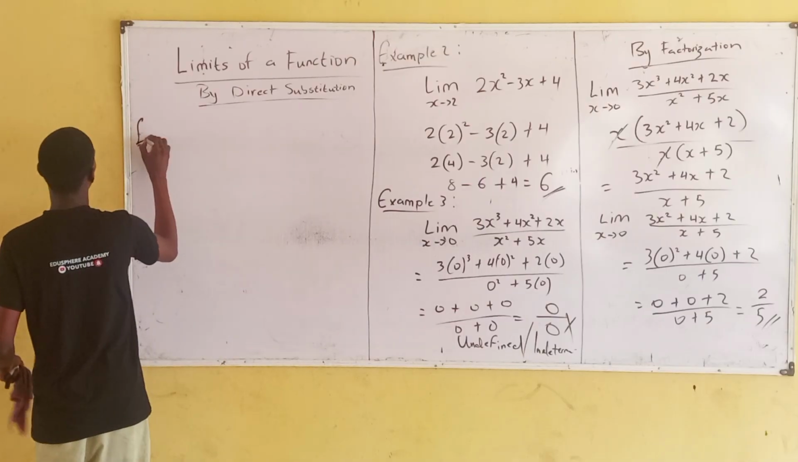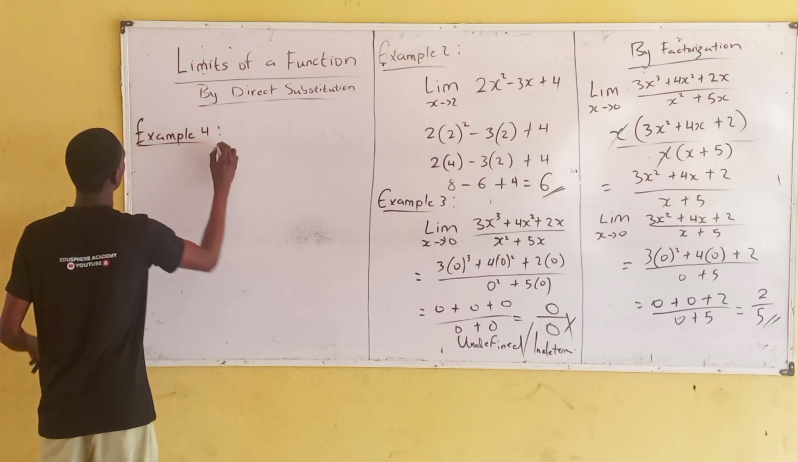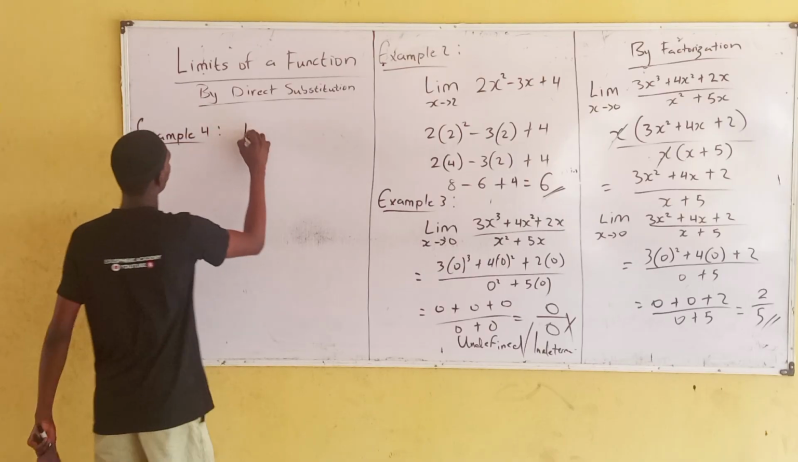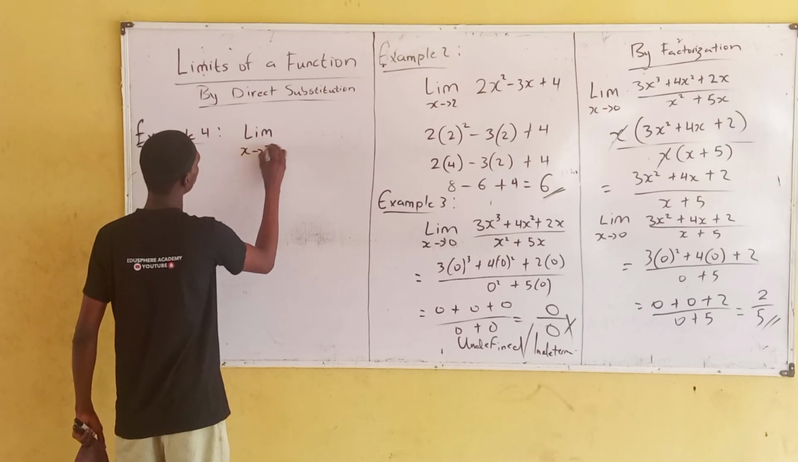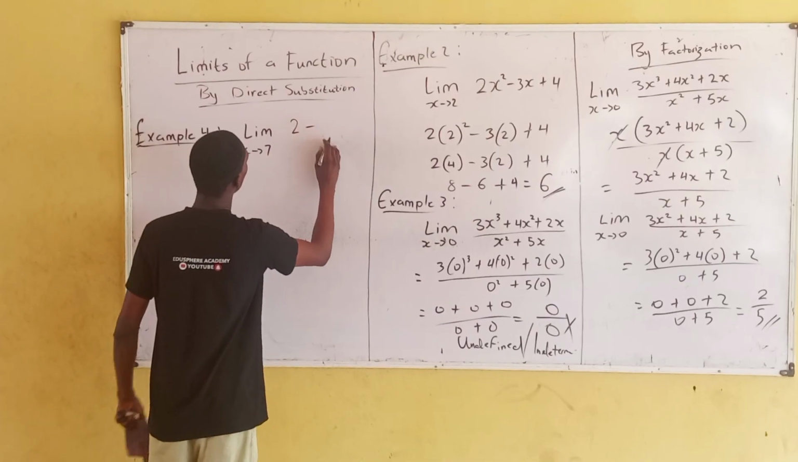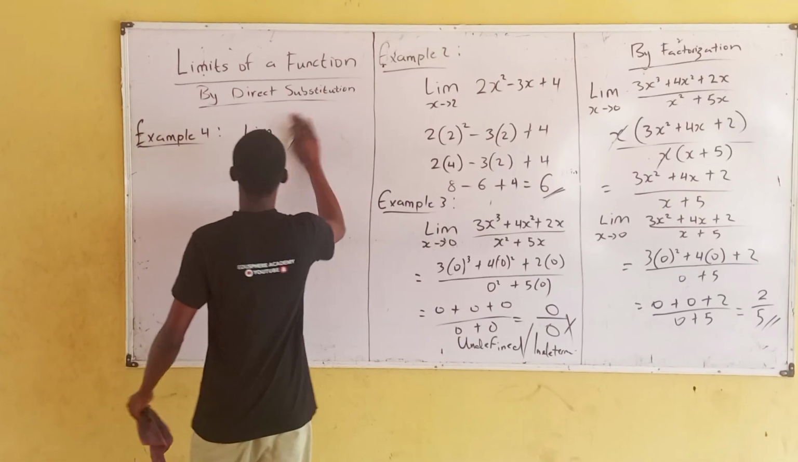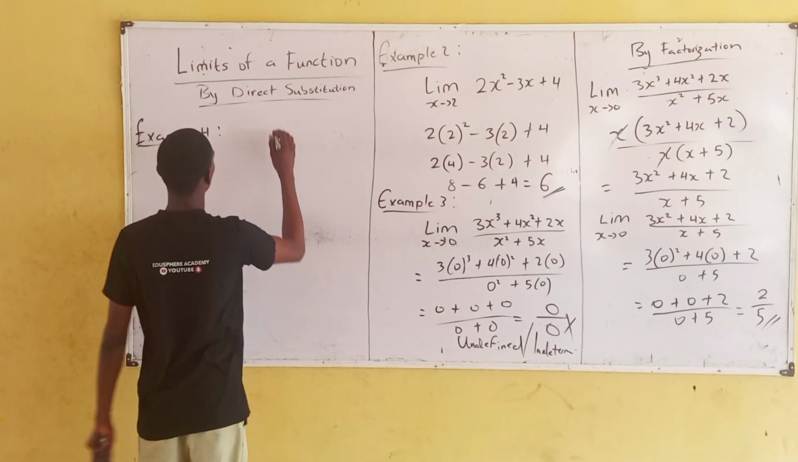Example 4. So what does example 4 say? Lim x tends to 7. No, let's take example 5 first. What's our example 5? x cubed minus 8.